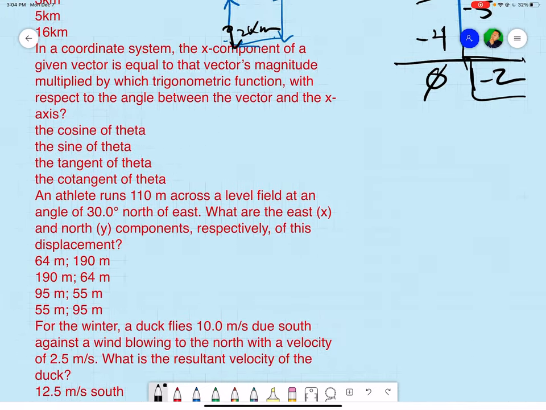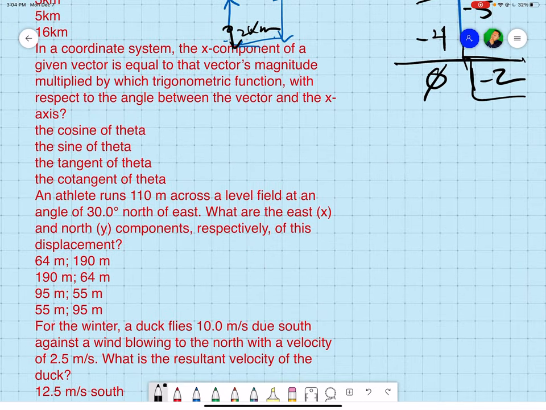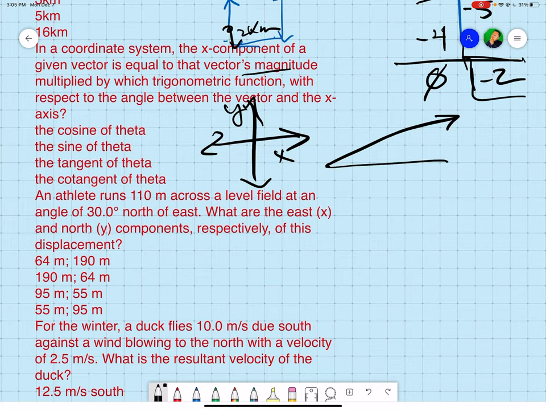Okay? Coordinate system, x component of the vector, trig stuff. So you have, what's the magnitude multiplied by trigonometric? So we have x component given vector. So what's the x component? So anytime we have a graph, right? This is x, this is y. Well, it's saying a vector's magnitude multiplied by which trig function. So basically, you're going to do this. If you want to get the x value, this is the hypotenuse. This is the x value. So that would be, if this is opposite side and this is adjacent side, that means it's cosine. So it should be h times cosine theta. Okay?